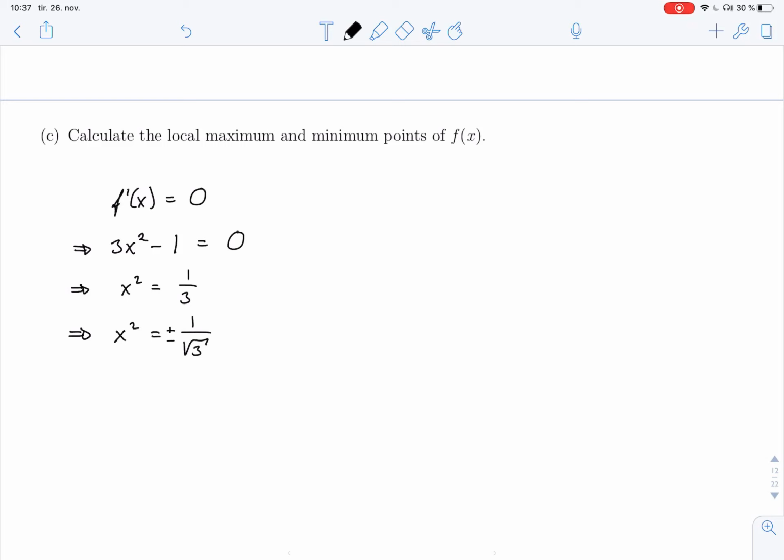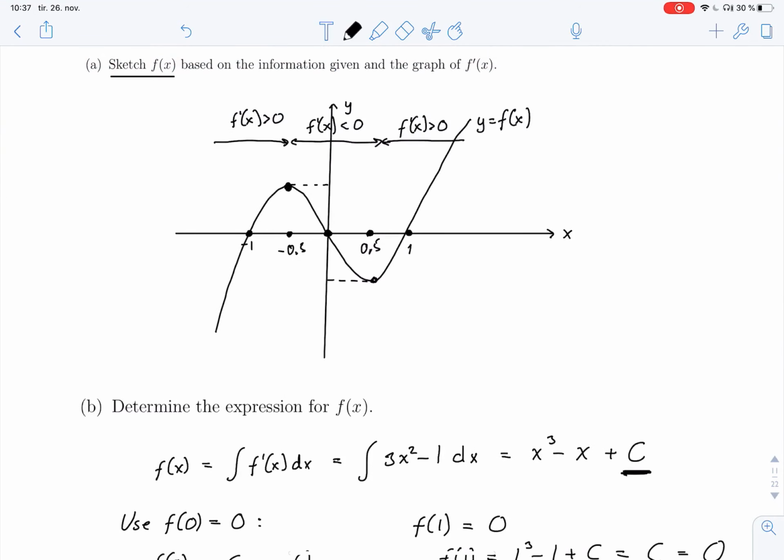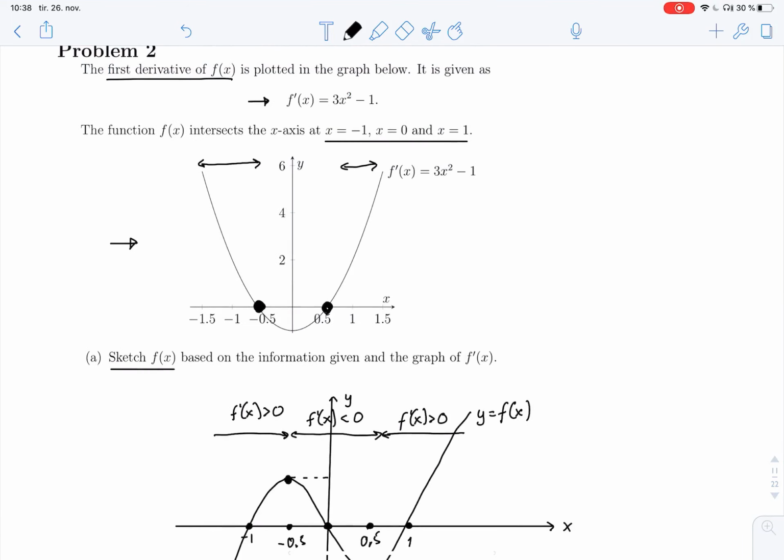So it's not totally 0.5, which I read from the graph, but it's more like plus minus 0.577. This is the x. So this is our x value. So if you go back to our graph, this is where we have our maximum and minimum points. Or here, which I read as 0.5, but that's not accurate.